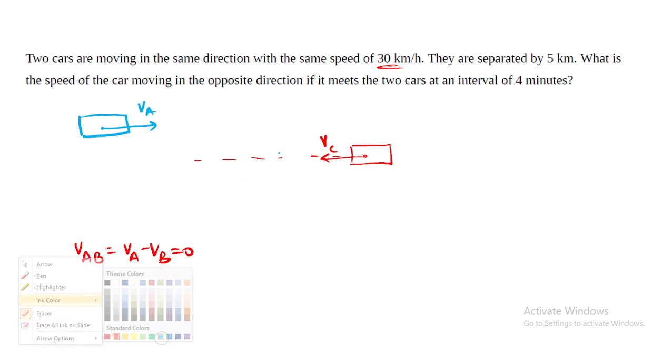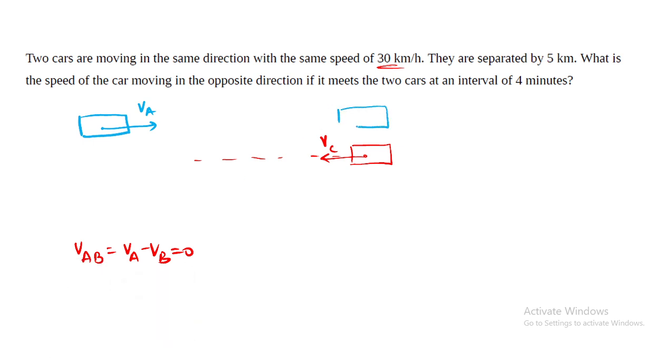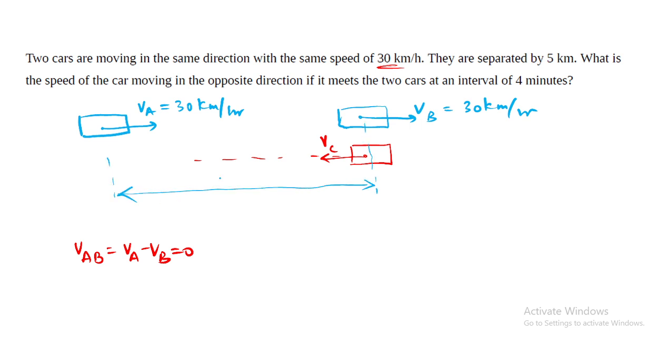I will try to draw here. Is it okay? Now will it be correct? Both are moving with what speed, buddy? 30 kilometers per hour, and this one is also 30 kilometers per hour, and this one we don't know. We have to find it. They are crossing each other. Now the relative velocity of VA with respect to VB is how much here? 0. Originally how much distance is there here? 5 kilometers. Yes or no?